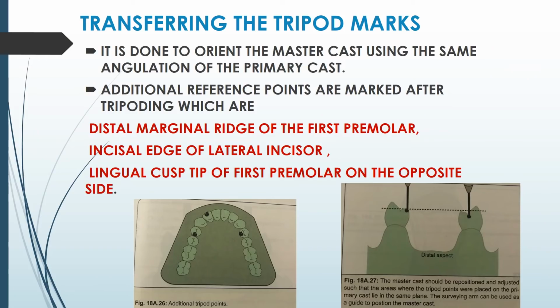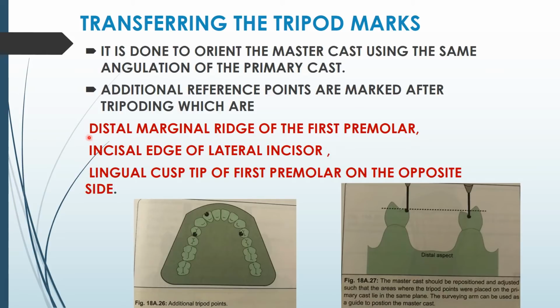Then the next step is transferring the tripod marks. It is done to orient the master cast using the same angulation. We have marked three points, but three additional reference points are marked after tripoding. Remember this, as it can come as an MCQ, where they give you four options and ask which one is not an additional reference point. So you should know this well.